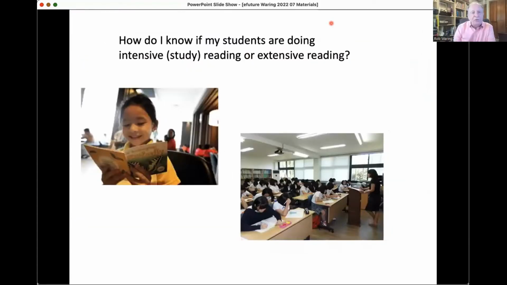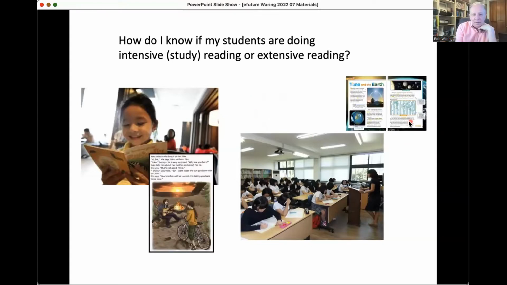So how do you know if your students are doing extensive reading or intensive reading? All you need to do is look at your students, and that will tell you. If your students are doing extensive reading or intensive study reading, you just have to look at their hand. If they're doing study reading, you can see they're probably holding a pencil. If they're doing extensive reading, they're probably holding a book. Study reading is all about pen work, filling in exercises, reading things and checking things and writing notes on the book and so on and so on. So they're quite different. If you don't know if your students are doing study reading or extensive reading, just look at their hand. It will tell you what they're doing.